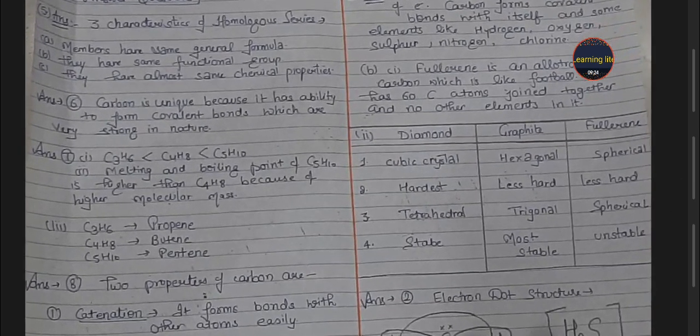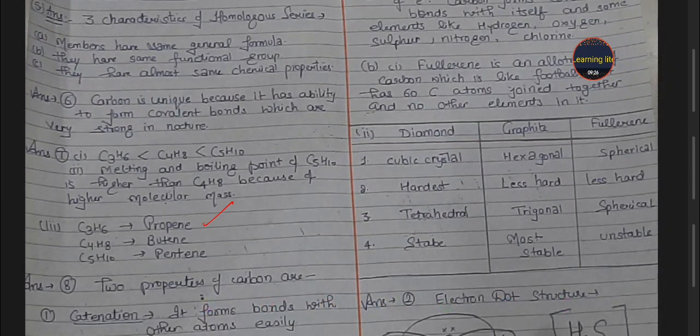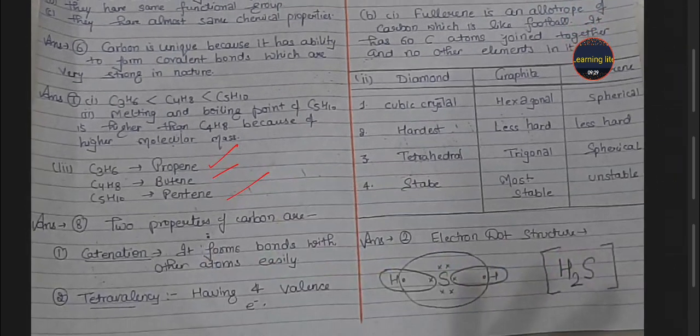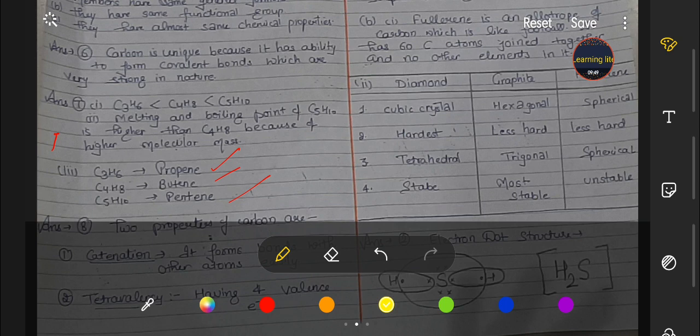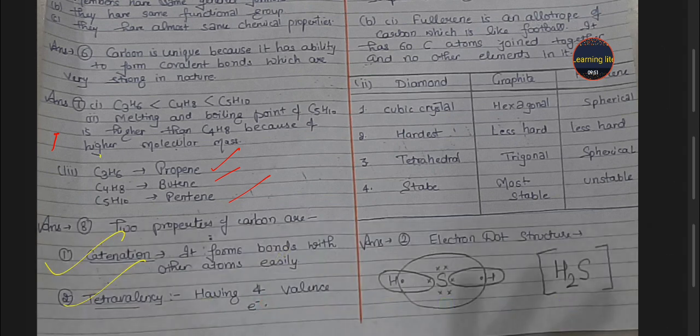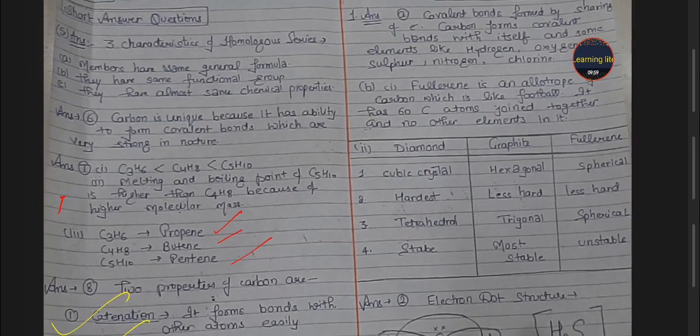Next is question number 8. What are the two properties of carbon? This is a very general question. I think you can cram this question. It is the basic question that you learn very easily, because the whole chapter surrounds this question, and these two properties are, student, catenation and tetravalency. What do you mean by catenation? It forms bonds with other atoms, and tetravalency means having 4 valence electrons. I think short questions are clear to you.